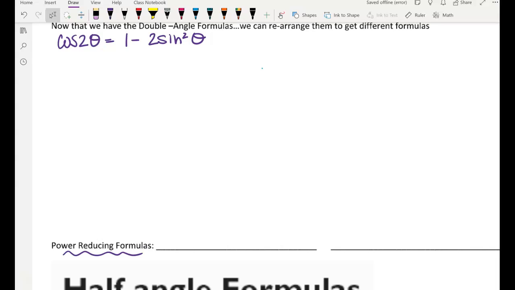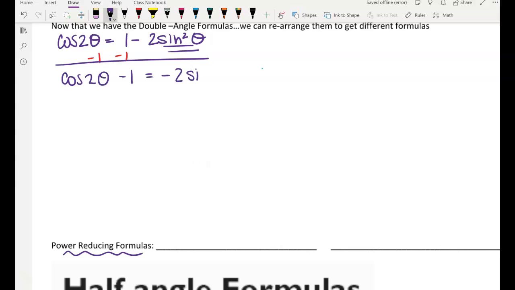So power reducing formula, our goal is, guys, to really just isolate sine square, okay? It's just that easy. So we're going to move the 1 over. Subtract 1 from both sides. That will give us cosine of 2 theta minus 1 equals a negative 2 times sine square of theta. Then, as you can see, we are going to divide both sides by a negative 2.